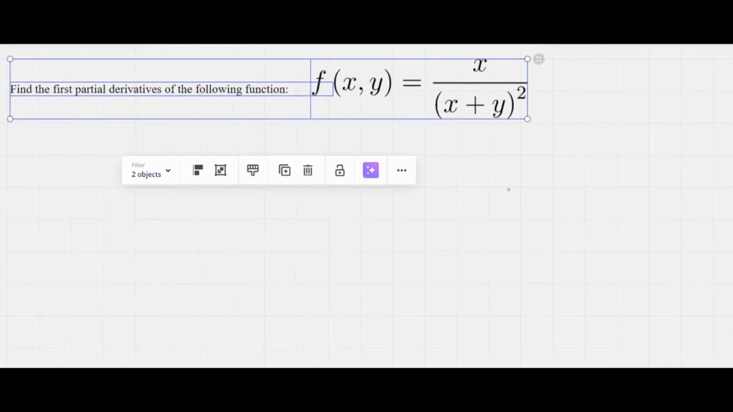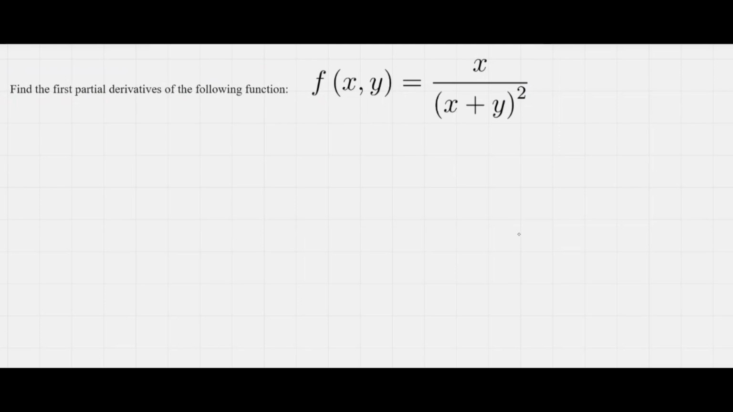Alright, so we're asked to find the first partial derivative of the following function, f of x, y is equal to x over (x plus y) squared. The first thing I notice is that we can rewrite this function to be much simpler, so that we can take the partial derivative much more easily. We can remove this fraction and instead say that it's x times (x plus y) to the power of negative 2. And that makes it much easier to find the first partial derivative.